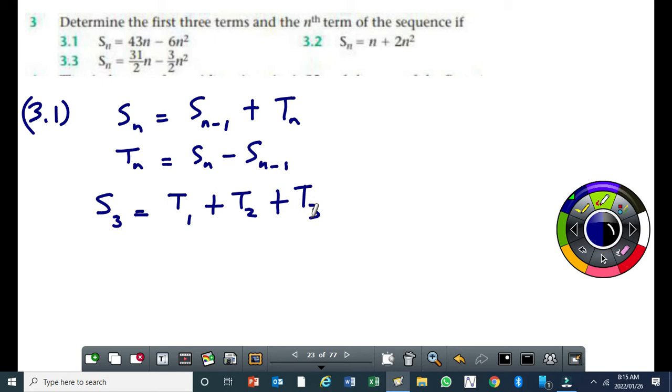Now it's extremely important for you to know that always S1 will be equal to T1. So if you've got one term in that sequence, which is not normal, it means that the sum of one term is equivalent to that term. So S1 will be equal to what? To T1. Also, S2 is going to be equal to T1 plus T2.